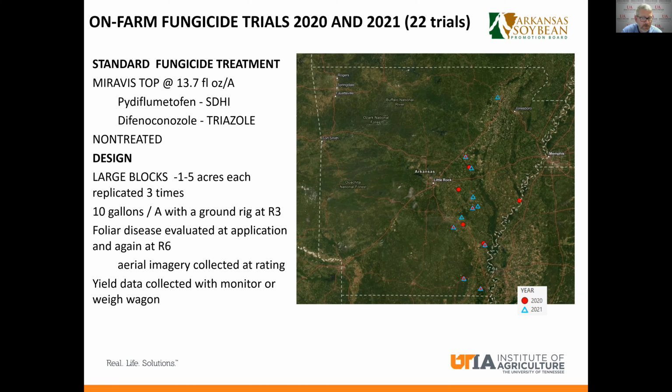And then we also fly a drone at R3 at the time of application, because I want to get a look at the field from above to understand whether there was any variability there when we actually applied the product. And then again at R6, so that if we've got some differences in disease development, we might be able to see that in the drone imagery. So we'll talk about that at the end of the talk. But I want to start with some of the results we've had and walk through typical fungicide data.